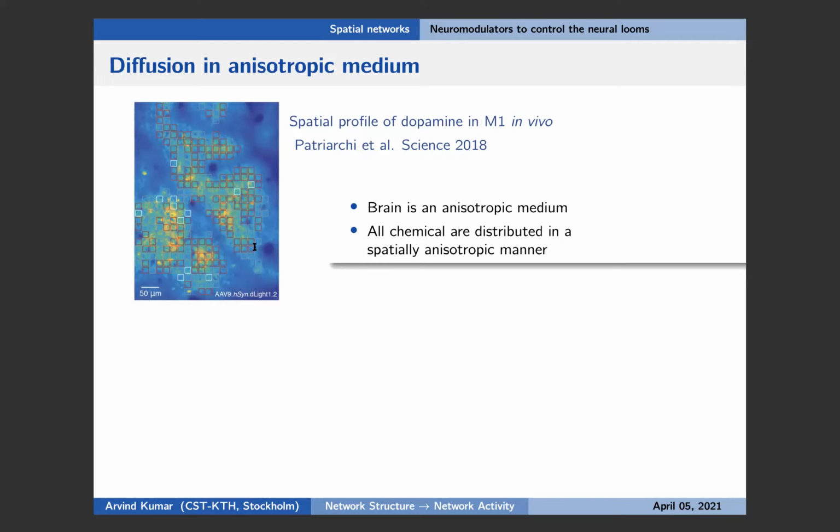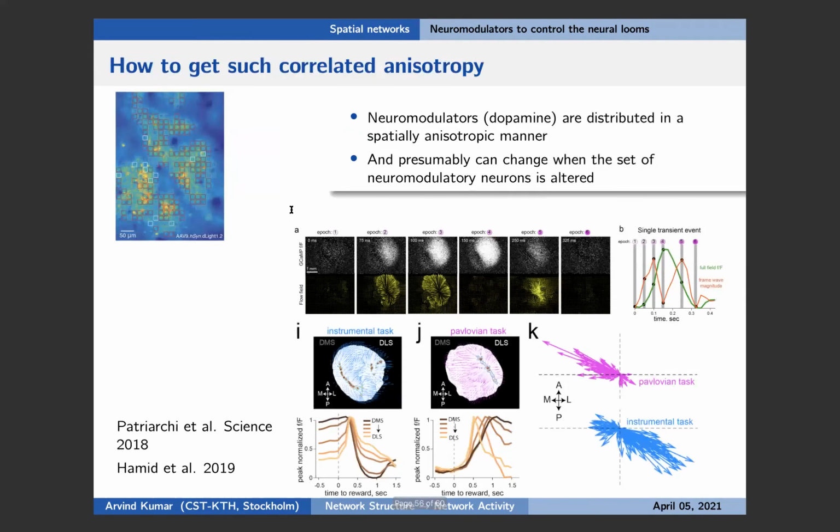So recently it has become possible to measure the spatial and temporal profile of neuromodulators, in this case dopamine, using optical sensors. And it turns out that both the receptor density as well as the release pattern of neuromodulators has a spatiotemporal structure. It's not homogeneous, it has patchiness. And in fact, even the release pattern of the neuromodulators seems to follow some kind of wave-like structure, which changes its direction and orientation depending on the task.